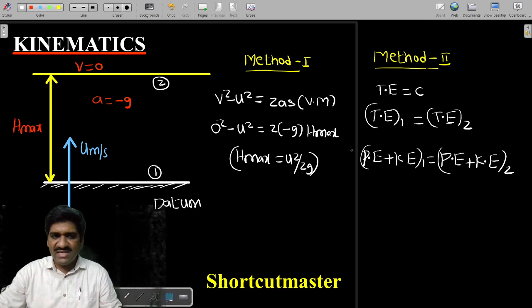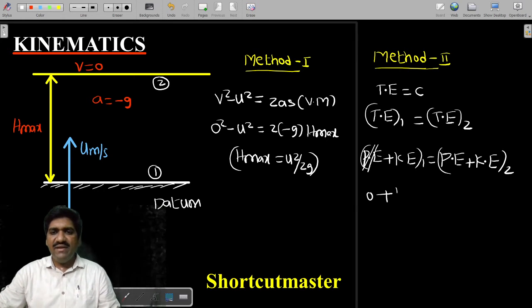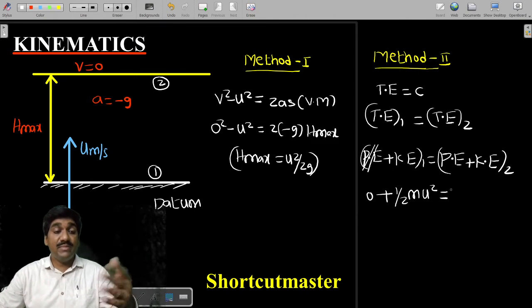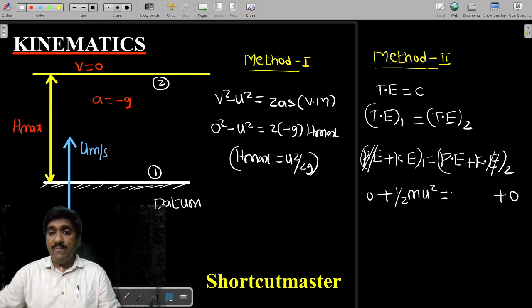Okay, therefore I can say that since we are throwing from the ground level and we are taking ground level as the first level, this potential energy has to become 0 because there is no height. Here we have some velocity, so the kinetic energy is half into m v square. At the maximum height, the kinetic energy is becoming 0.